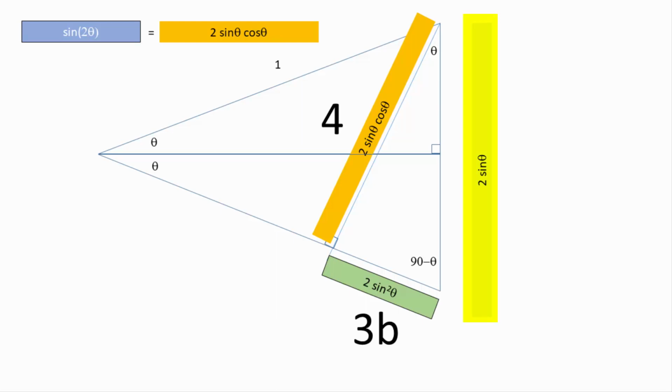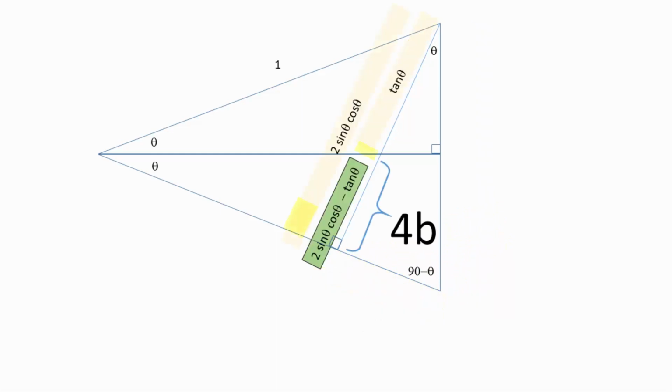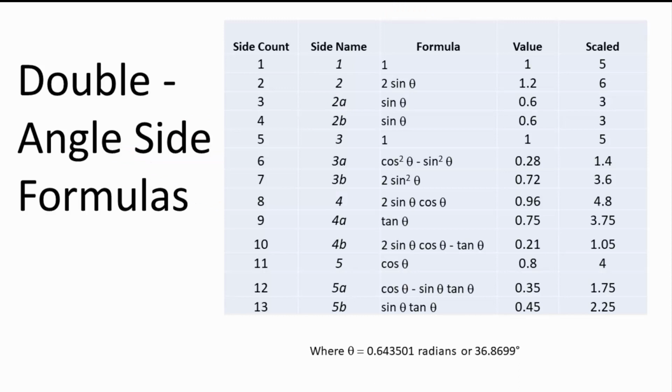And then again, going back to the hypotenuse for this triangle, we can determine that 3b would be 2 sine theta times sine theta, which of course would just be 2 sine squared theta. And then since we know that 4 is 2 sine theta cos theta, and 4a is tangent theta, we can subtract one from the other, and determine that 4b would be 2 sine theta cos theta minus tangent theta. And that is then all 13 sides. And so here's the table of the formulas for each of the sides with their side count and side name.